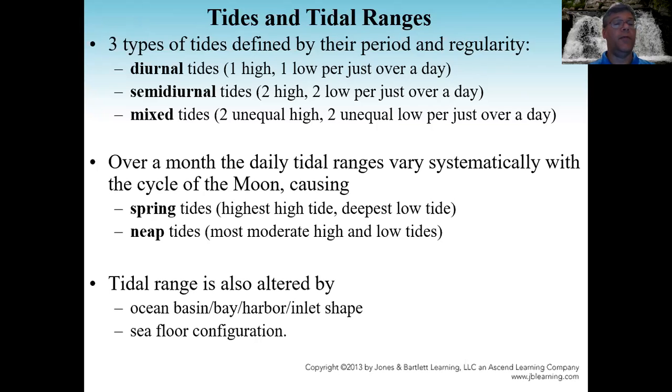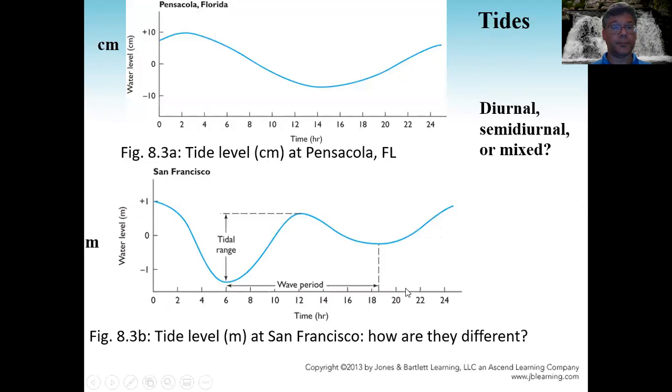Also, if you spend extended time at the beach, you'll find that the tide range varies, and this matches the cycles of the phases of the moon. So we have spring tides. These are when the high tide is the highest and the low tide is the deepest. And there are neap tides, where the highs are not so high and the lows are not so deep. Tide also relates to the configuration of the seafloor in the area. What shape is the edge of the land, and also the bottom of the ocean nearby.